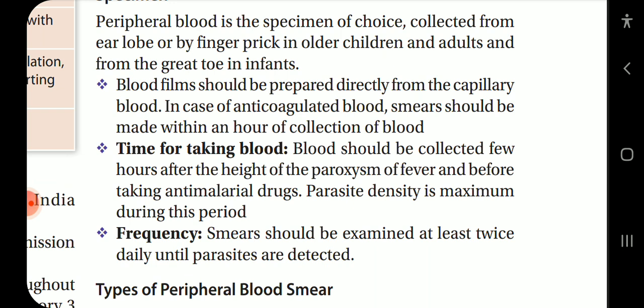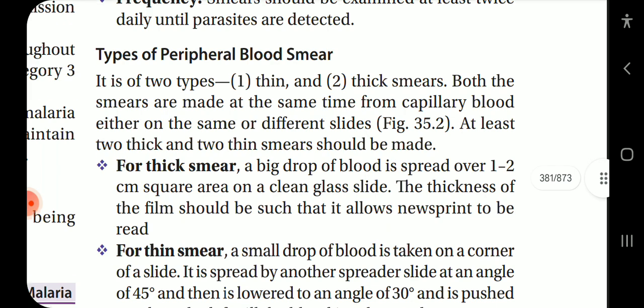Blood films should be prepared directly from the capillary blood. In case of anticoagulated blood, smears should be made within an hour of collection of the blood. Time of taking blood: blood should be collected a few hours after the height of the paroxysm of fever and before taking antimalarial drugs. Parasite density is maximum during this period. Frequency: smears should be examined at least twice daily until parasites are detected.